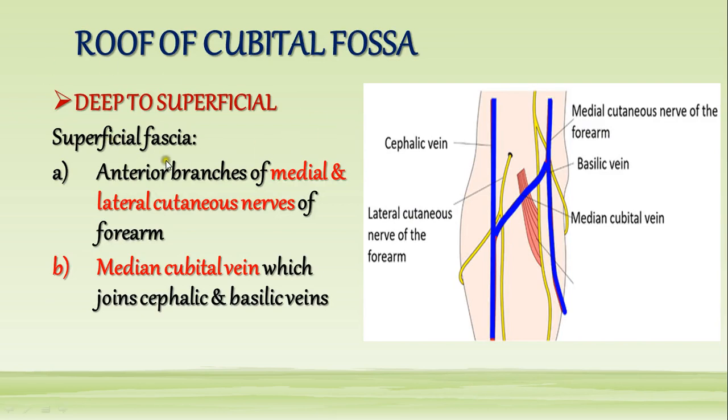In the superficial fascia, the anterior branches of the medial and the lateral cutaneous nerves of the forearm are present, and just above them, or you can say just superficial to them, the median cuboidal vein is present. So, in the superficial fascia, the vein is superficial while the nerves, in relationship to the vein, are deep.